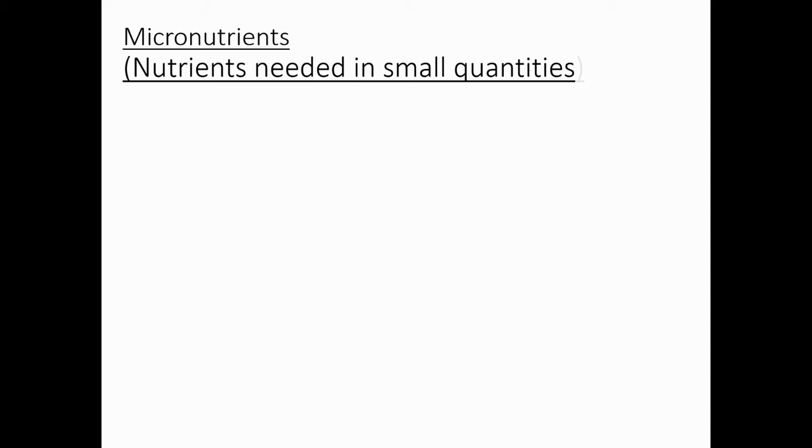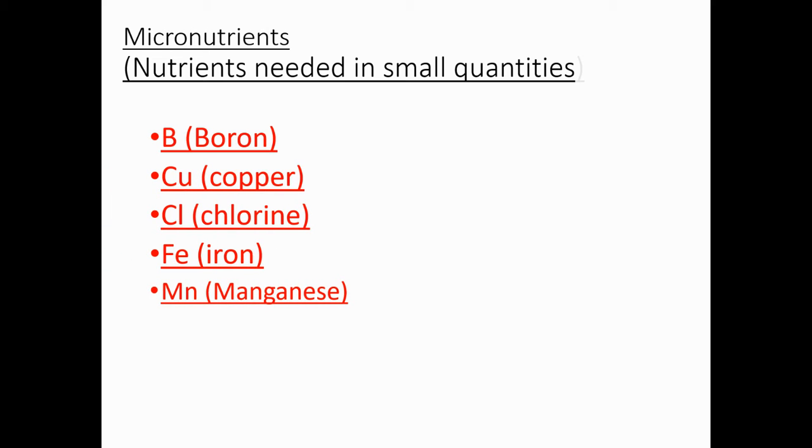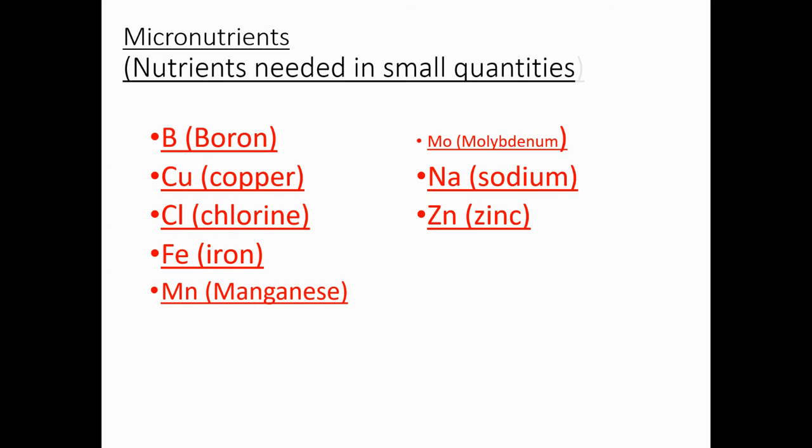Micronutrients, micro, small, are things that are needed in much smaller quantities, and they look like this. So, boron, copper, chlorine, iron, manganese, molybdenum, sodium, and zinc. And when I say sodium, I mean Na, as in salt. And all of these things, right, are metals except for chlorine, which is a gas. All the rest of these are metals.